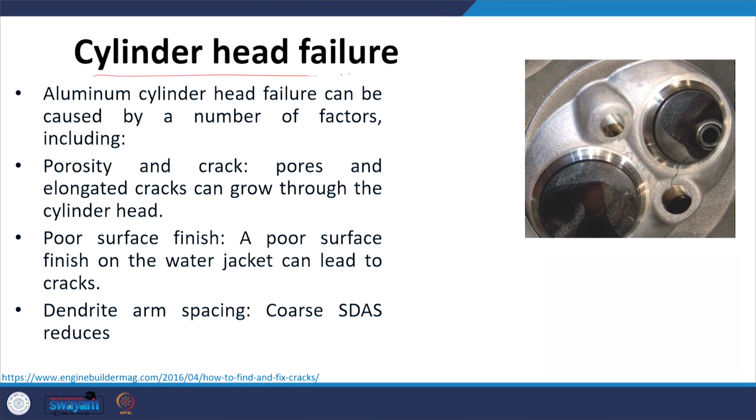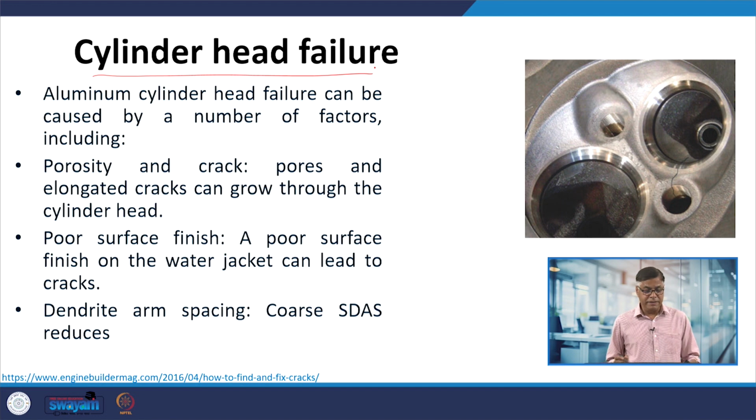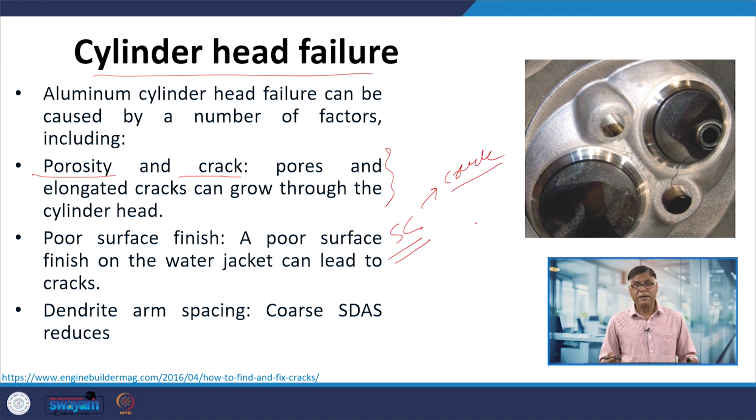Cylinder head failures: the common ways by which they occur. Aluminum cylinder head failure can be caused by a number of factors, say the presence of defects in the casting, like porosity and cracks. The pores and elongated cracks easily grow because of the stresses and thermal fatigue experienced by the cylinder head. Poor surface finish, sometimes rough surfaces and holes which are not drilled properly, will lead to stress concentration, initiating a crack which will eventually propagate.